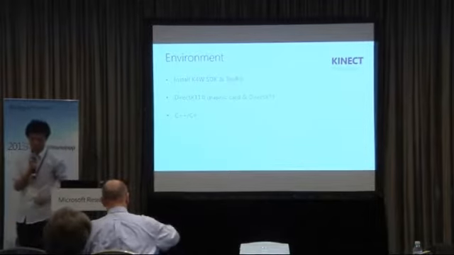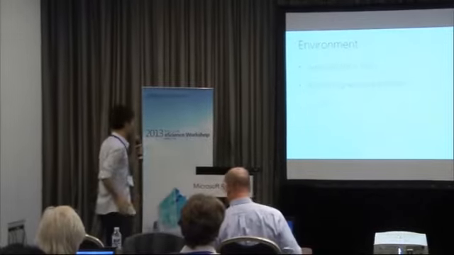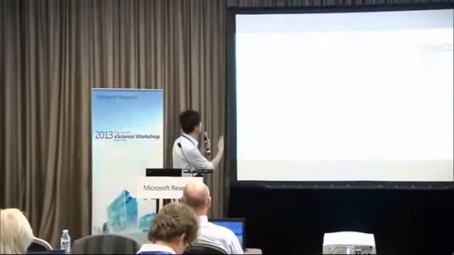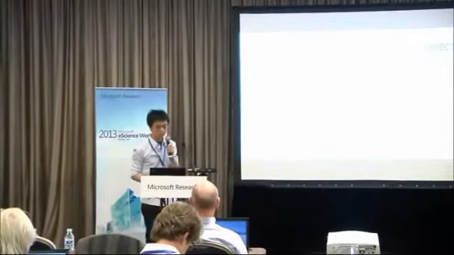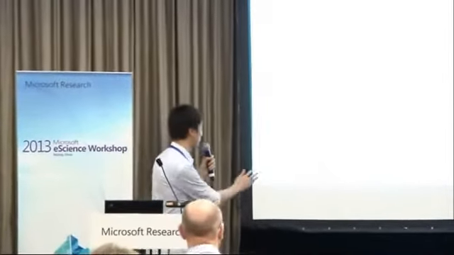Okay, let's now talk about how to use our Kinect Fusion library. First, we need some environment setup. Of course, we need to install our Kinect for Windows SDK and Toolkit. We also need a DirectX 11 graphics card and DirectX 11 installed in our system. The Kinect Fusion library supports C++ and C# programming interfaces.